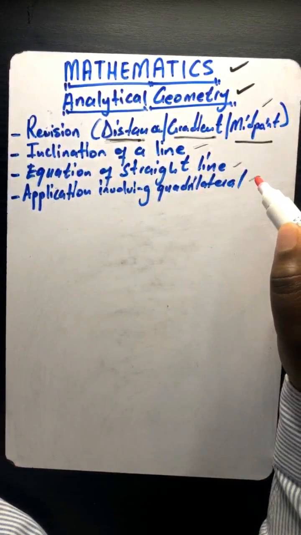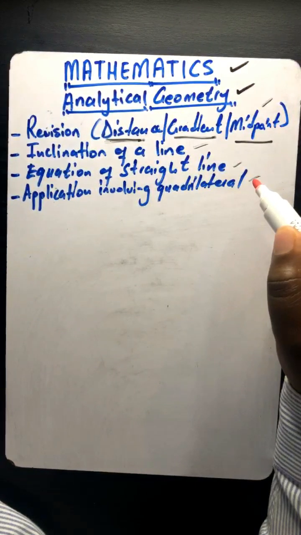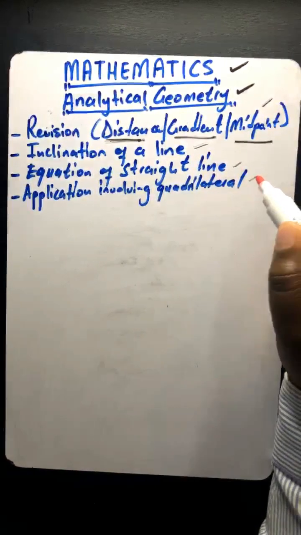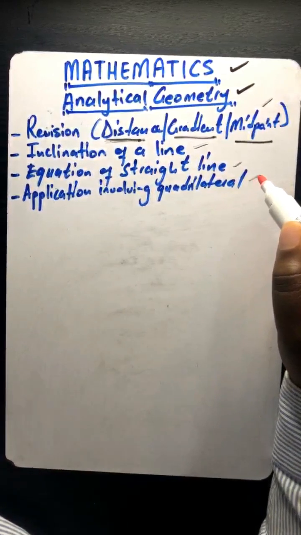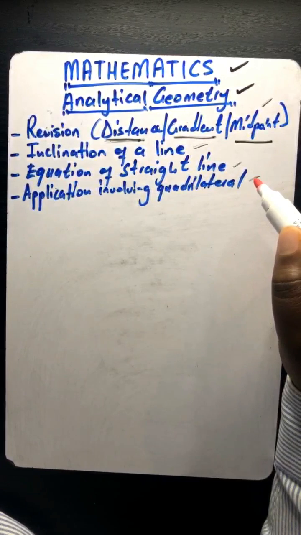Angle formed with the horizontal in an anti-clockwise direction is what we call inclination of a line. I say, angle formed with the horizontal in an anti-clockwise direction. This is what we call inclination of a line.